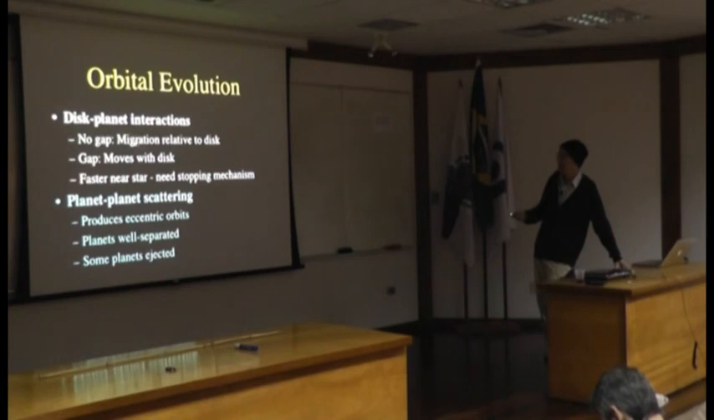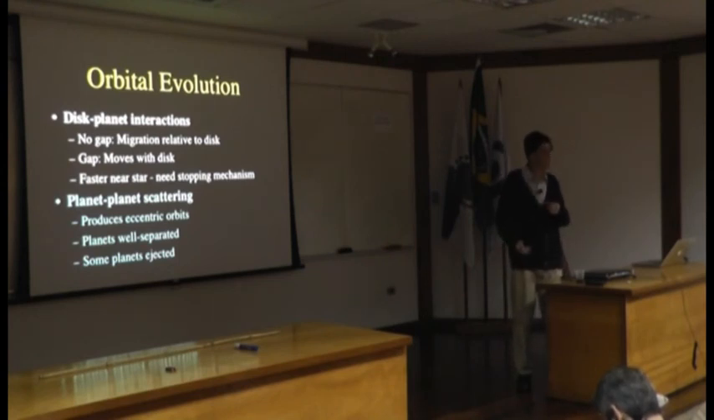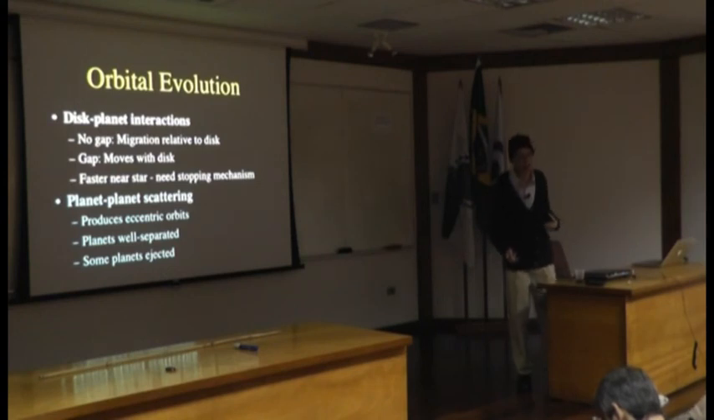If there's no gap, it can migrate relative to the disk. If it has a gap cleared around itself, it migrates with the disk material. It's faster near the star, and that's why nobody predicted that you'd have these hot Jupiters, because people thought you might have some Jupiters that would migrate inward to the star, but why would they stop? When they were found, then there were ideas on how they could be stopped.